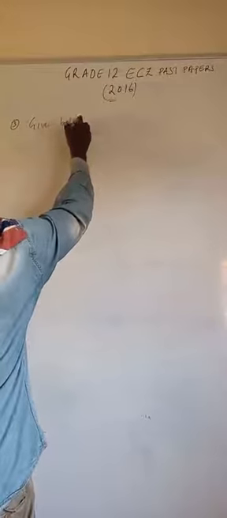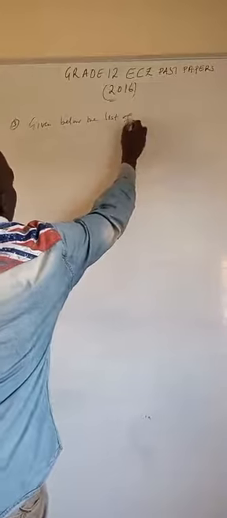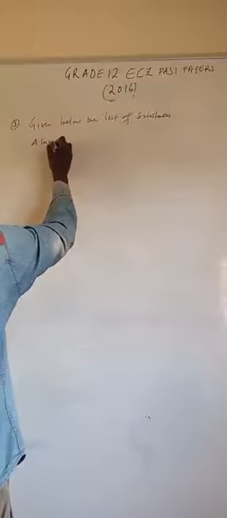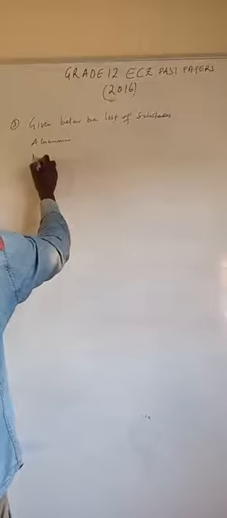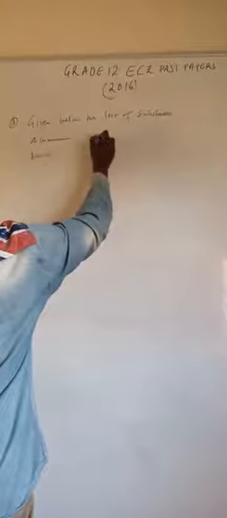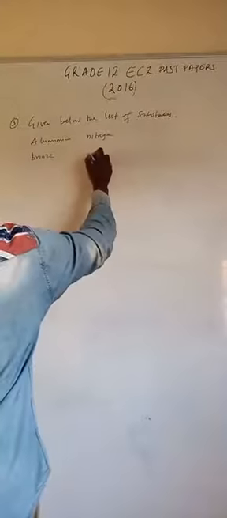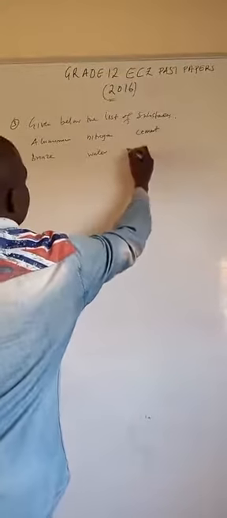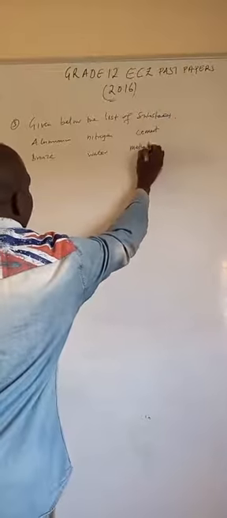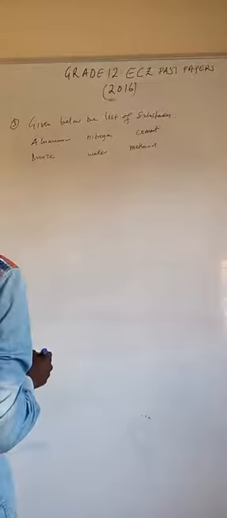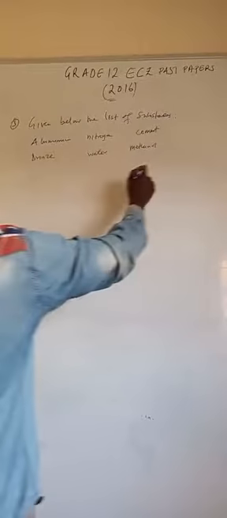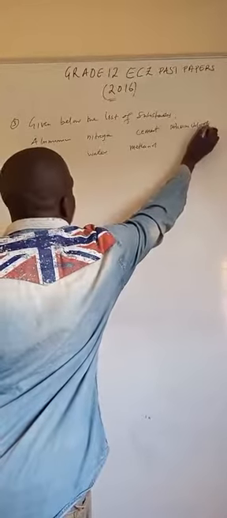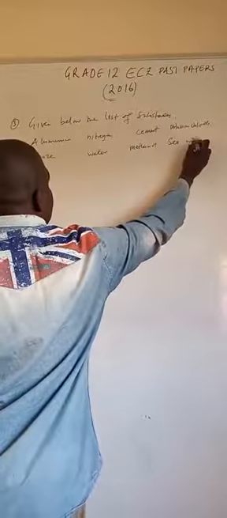Given below is the list of substances. We have got aluminium, bronze, nitrogen, water, cement, methanol, seawater, potassium chloride, and seawater.